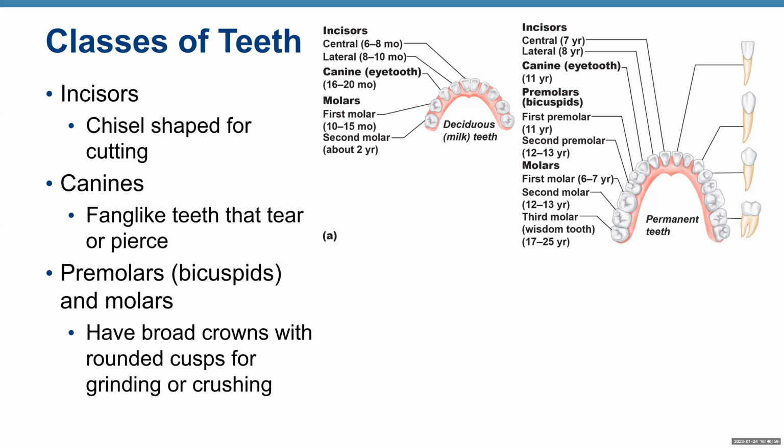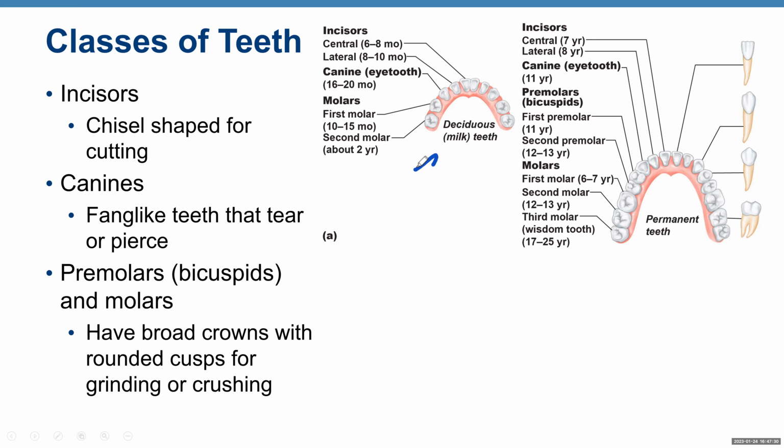So what teeth do we have? We have incisors, which are chisel shaped for cutting, canines, fang-like teeth that tear or pierce, premolars, another name being bicuspids, and molars. They have broad crowns with rounded cusps for grinding or crushing.